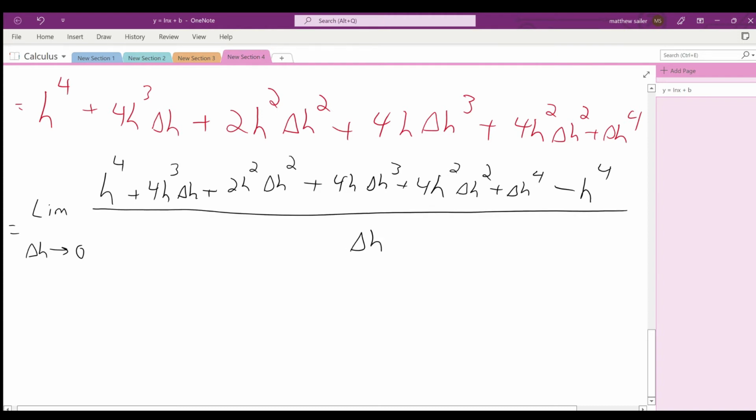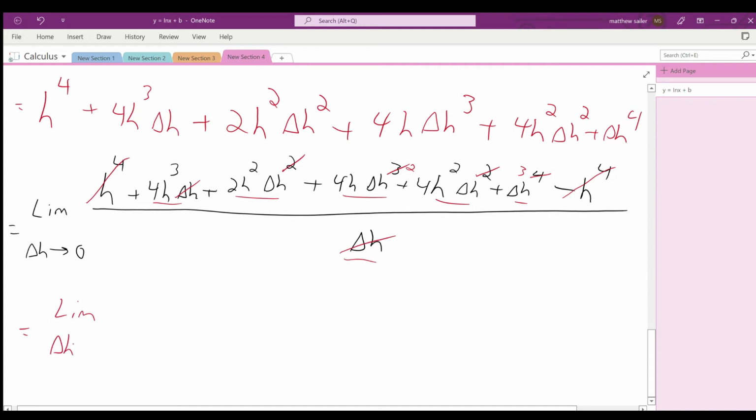And we can cancel a couple things. Not a whole lot, though. So we can cancel this h to the fourth and this h to the fourth because this one is negative and this one is positive. And now we can cancel this delta h on the bottom because each term up top has a delta h in it. So delta h, we can cancel one of these, we can cancel one of these, so that becomes a 2. We can cancel one of those and one of these. So let's rewrite this.